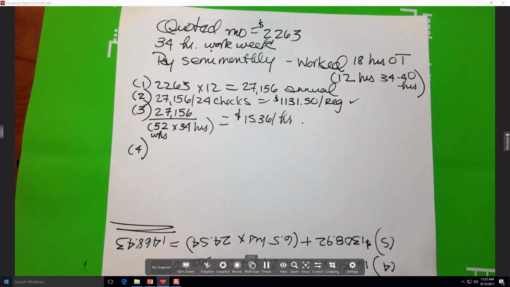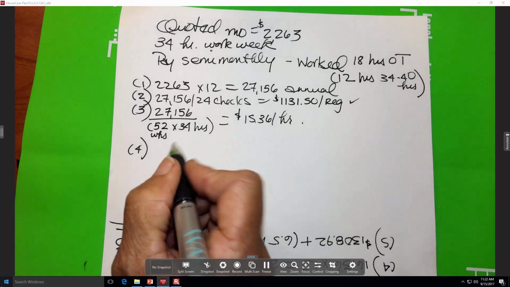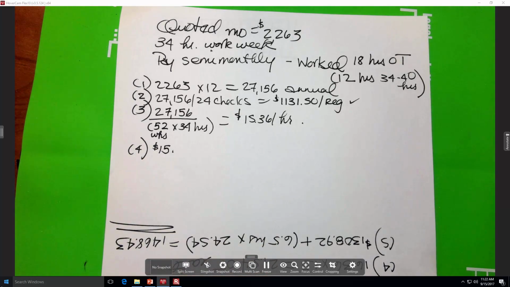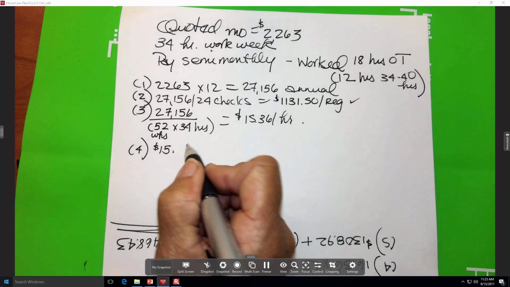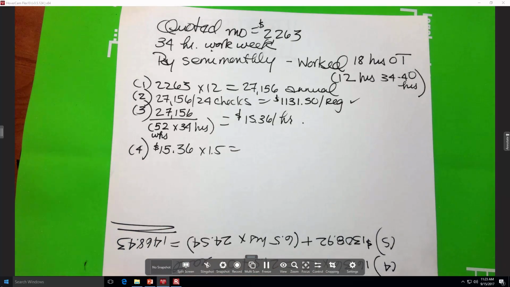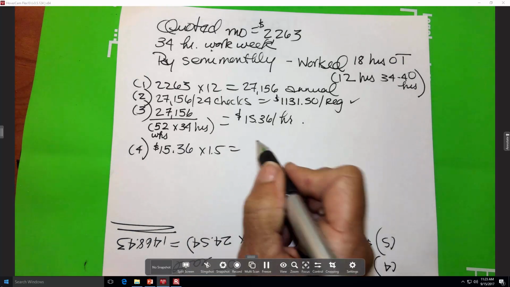Nothing new in step 4. How do I find my overtime rate? And overtime, I guess we need to clarify that now. Overtime over 40 hours, right? $23.04.